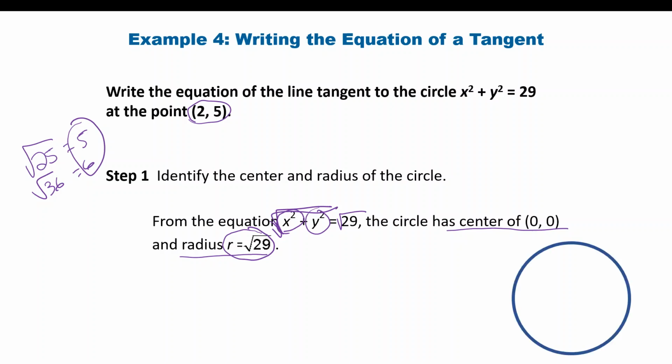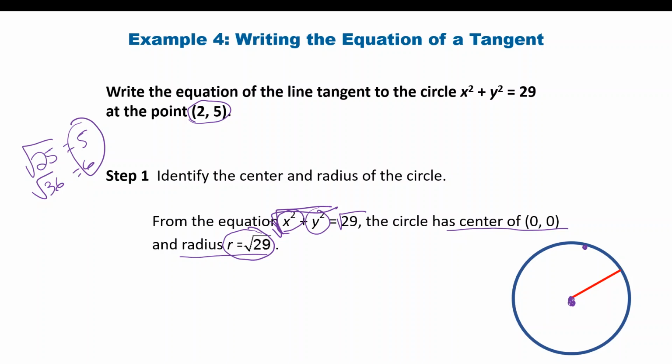So let's review what we know so far. So far, we have been given the center at 0, 0. And we know that we're going to have a line tangent at 2, 5, so over 2, up 5. So it's actually going to be somewhere here. My picture isn't quite as accurate.